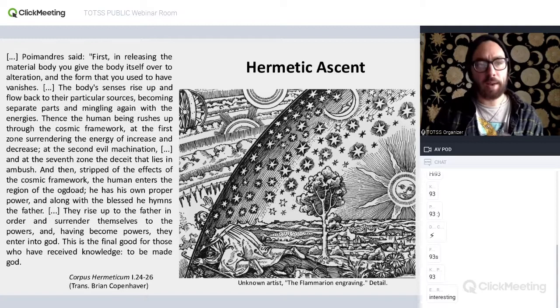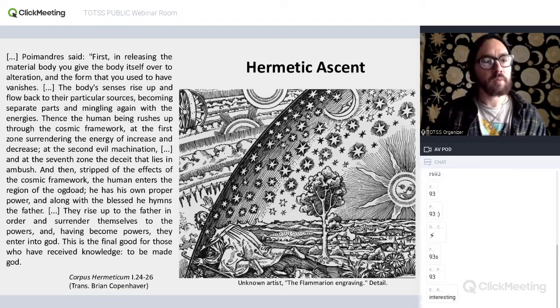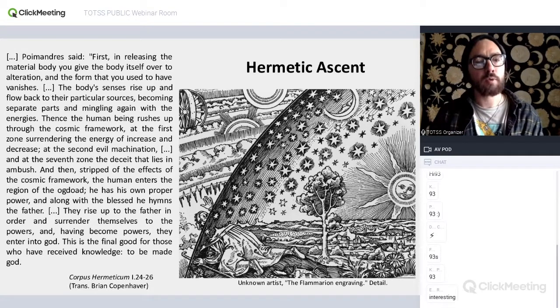So anyways, this is from a longer passage. I've just cut out a few pieces here. The whole thing is really worth reading. So Poimandres here is instructing Hermes. And so Poimandres said, "First, in releasing the material body, you give the body itself over to alteration, and the form that you used to have vanishes."